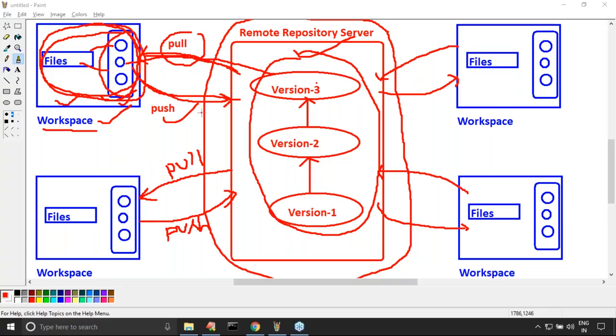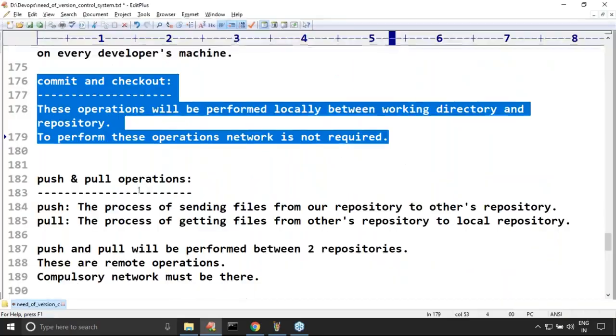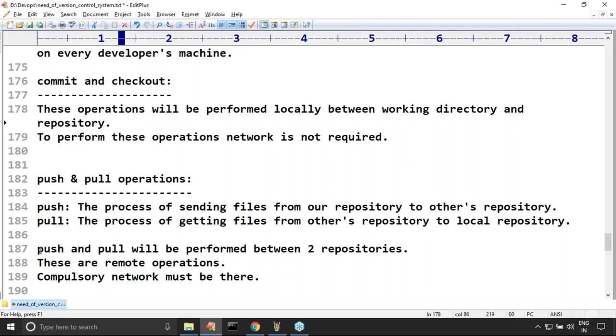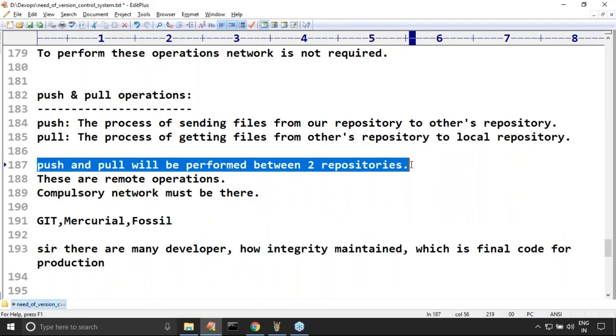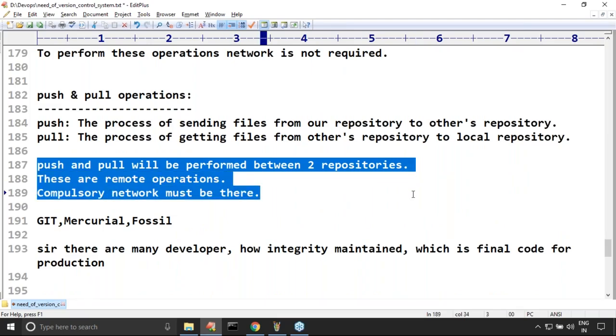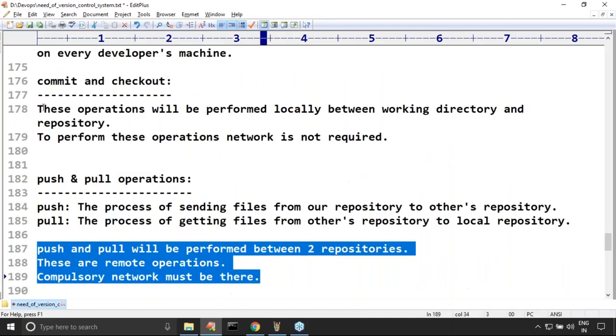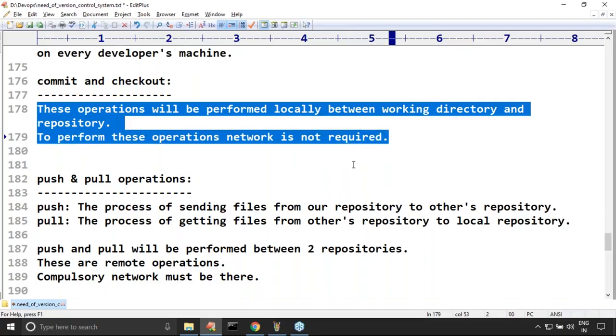Push and pull operations happen between two repositories, a local repository and a remote repository. These are remote operations, so a network is compulsory. Next, commit and checkout operations are performed locally, between the working directory and the repository. To perform these operations, a network is not required. Clear, right?